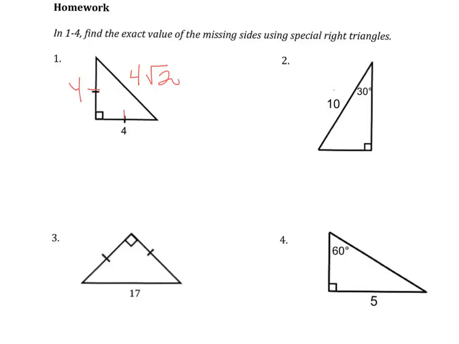Okay, here we have the hypotenuse given in a 30, 60, 90 using special right triangle values. We know that the hypotenuse is double the length of the side that's opposite the 30. So if we take 1/2 of 10, this is 5, and the side across from 60 is 5 radical 3.